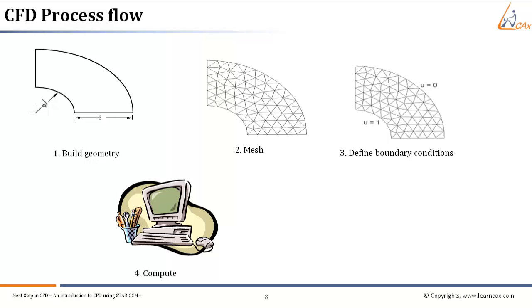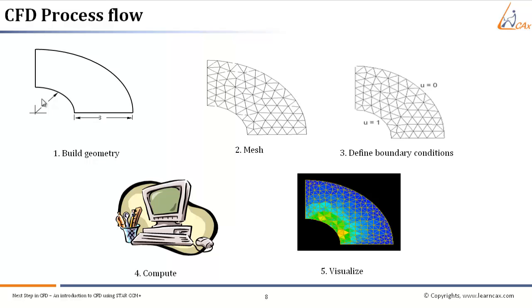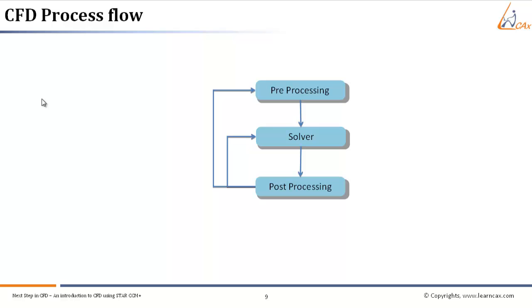Basically, the computer does the data crunching, which we call the compute process or solver process. Whatever data is generated, we try to make sense of it by visualizing the data and extracting design-related parameters out of that data. So this is the entire CFD process flow, and it can be divided into three main sections.